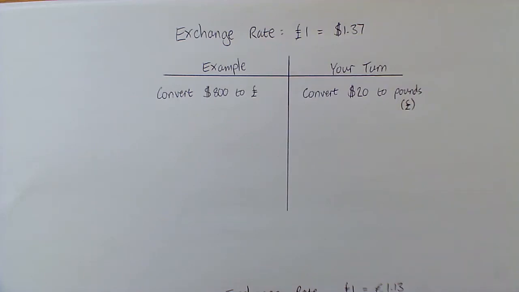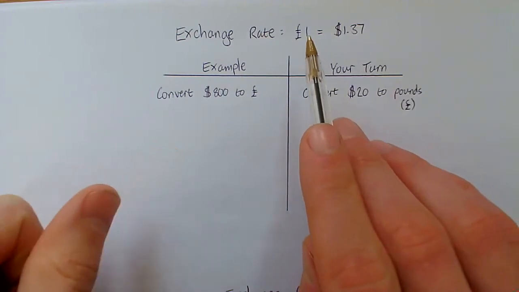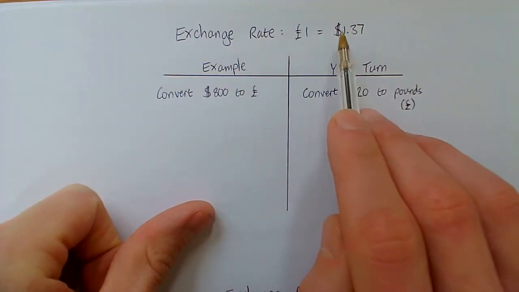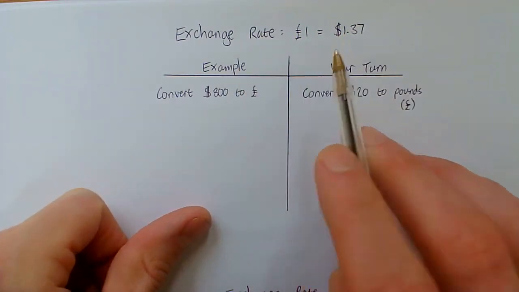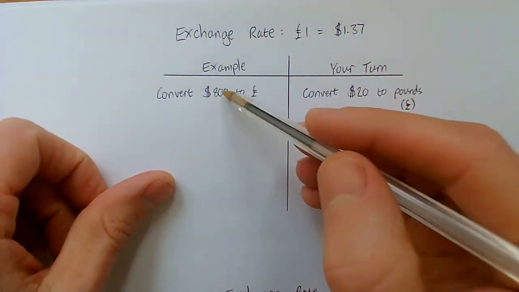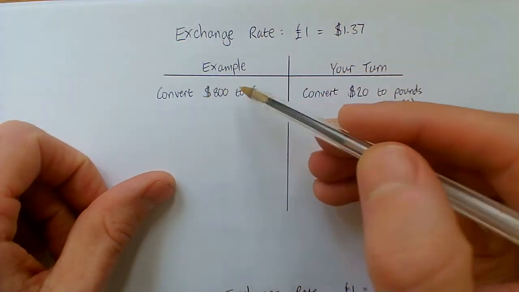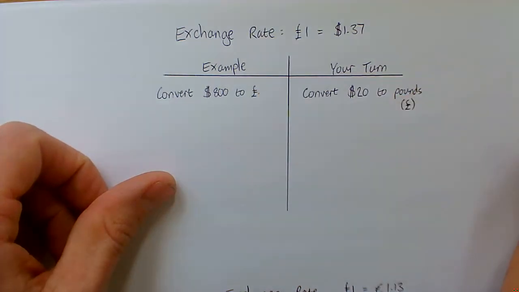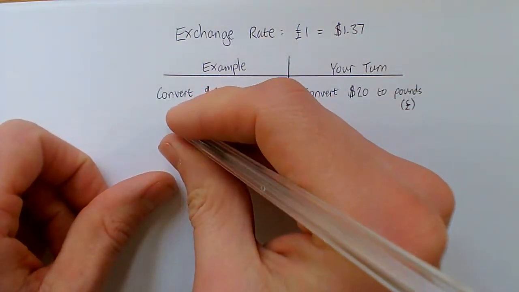In the first video, we learned how to convert using an exchange rate, but we were always going from pounds into the other currency. So pounds to dollars, or pounds to euros, or pounds to rubles. Here, we're taking something that's starting in dollars and converting the other way back to pounds. Now, this is where our layout becomes super important.